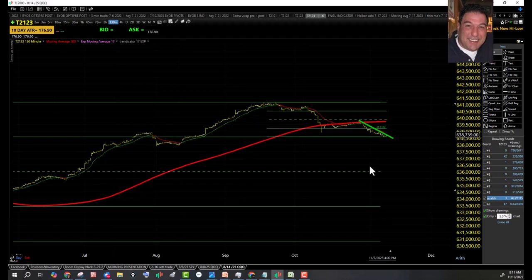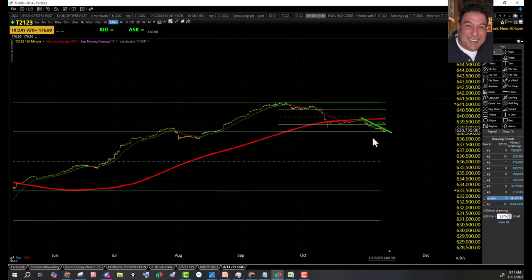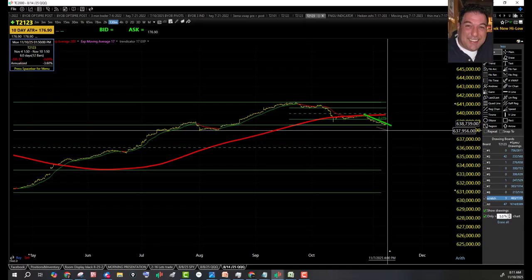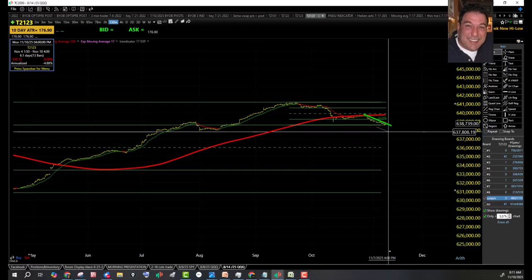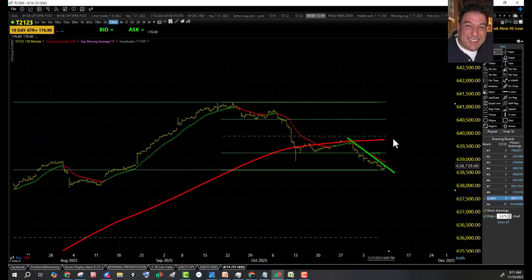T2123 3-bar chart, still down at the bottom of quadrant 4. All right, remember we fall out of the upper third here, and guess what? No longer bullish. We'll see what happens. We made a low, we got a lower low, so we're still in a downtrend on the 3-bar chart.